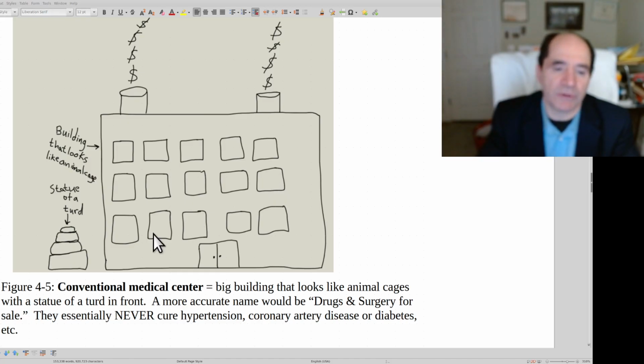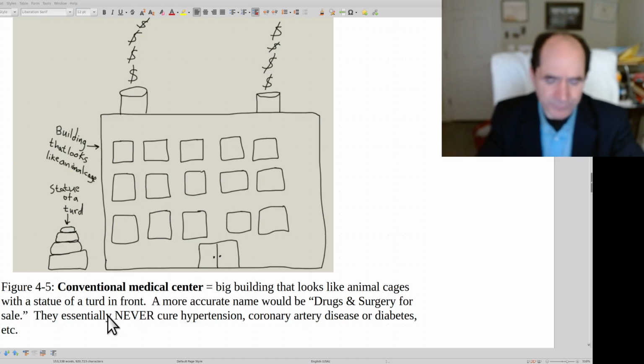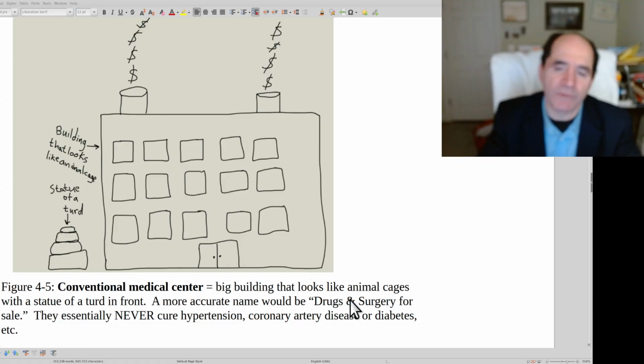And so here I show a picture of a conventional medical center, okay, a big fancy building. Typically it's shaped like a box. And I hate modern architecture. It sucks. It's dehumanizing. And Tom Wolfe, the great writer, he wrote that basically with modern architecture, you always have a building that looks like an animal cage with a statue of a turd in front. I don't know if he called it animal cages, but he said there's always a statue of a turd in front of modern buildings, okay?